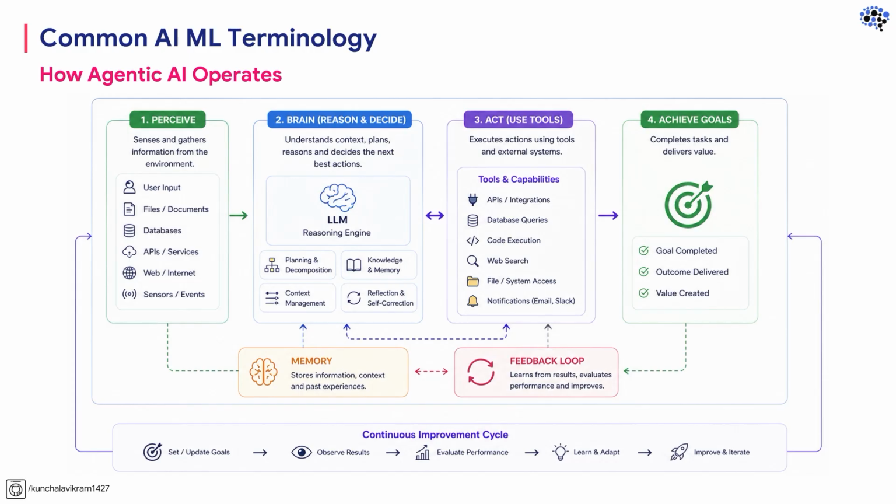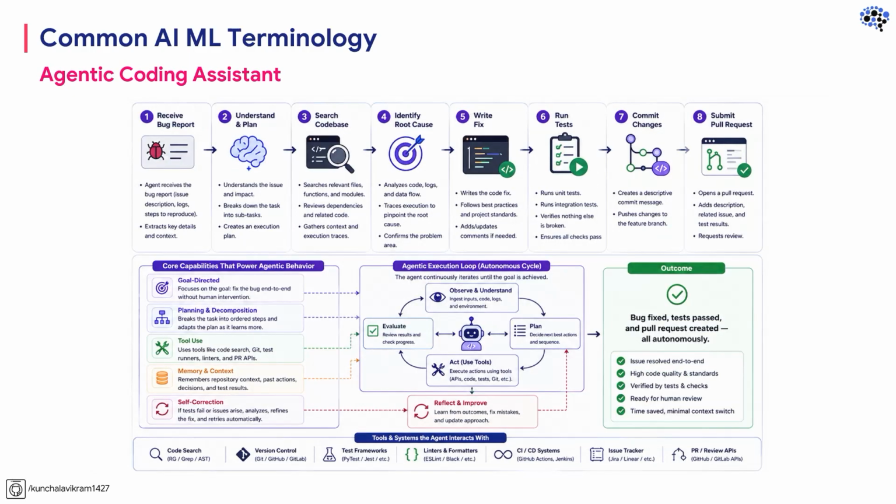So the perceive step is the user input, and the brain, the actual LLM, does the actual reasoning, like breaking the entire goal into multi-step workflows. Okay, and then using tools, agentic AI can perform actions, and it achieves the goals through this process. There are also feedback loops which evaluate the results, and it improves over time. There is also a memory layer associated to store the conversations as well.